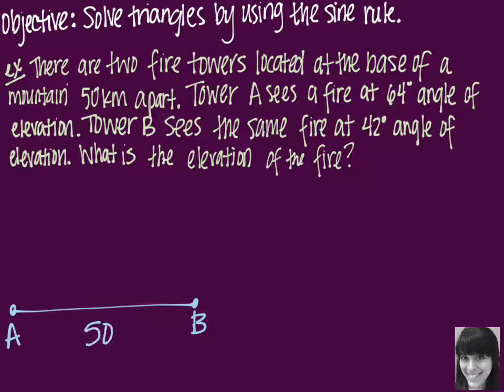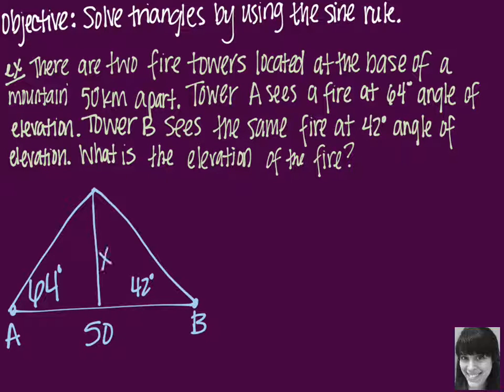And they're 50 kilometers apart. Tower A sees it at 64 degrees, and then Tower B sees it at 42 degrees. And we want to find X, because this is the fire. Okay, so we want to find X.